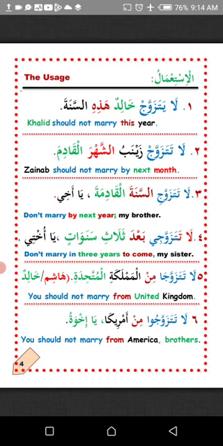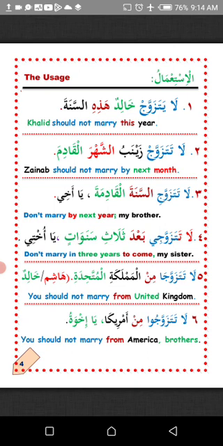Number 2. لا تتزوج زينب الشهر القادم. لا تتزوج زينب, Zainab should not marry. الشهر القادم, by next month. Zainab should not marry by next month.